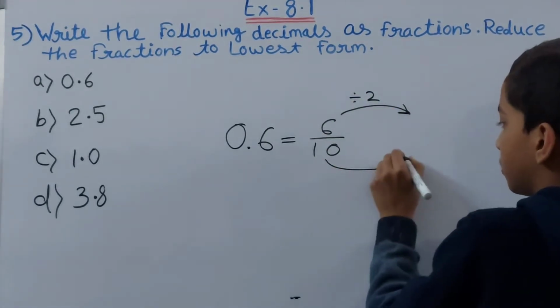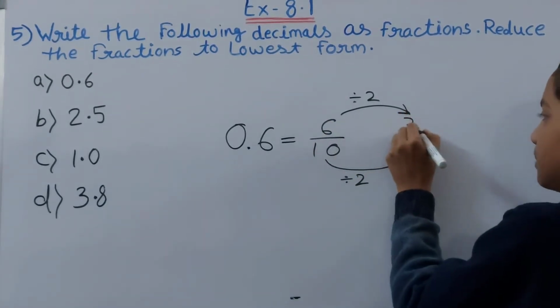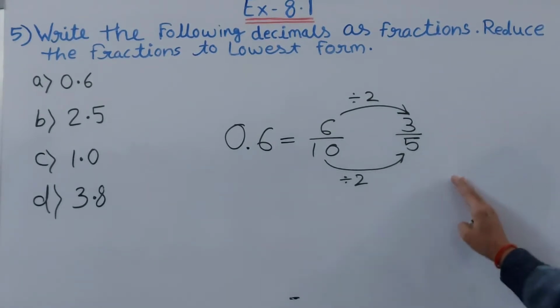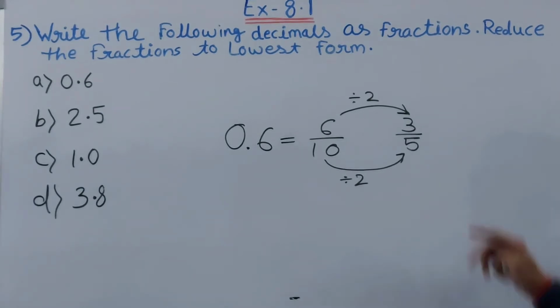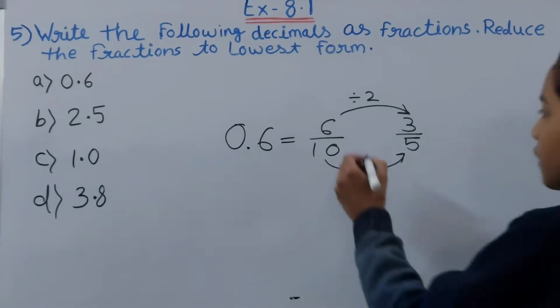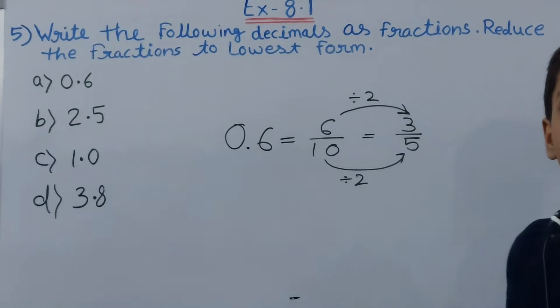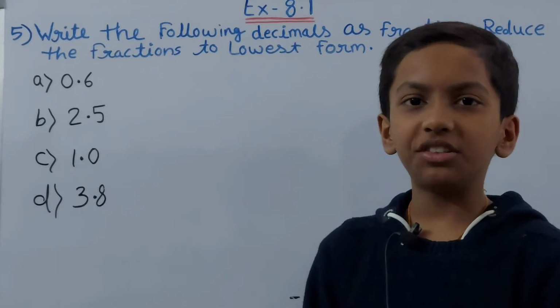So 6 goes 3 times and 10 goes 5 times. So this becomes 3 upon 5. Now look, is there any other common divisor which can divide 3 and 5 both? No, there is no other common divisor. That means the fraction 6 upon 10 is reduced to its lowest form, or you can say the simplest form, which is 3 upon 5. So friends, now let's see the next part.